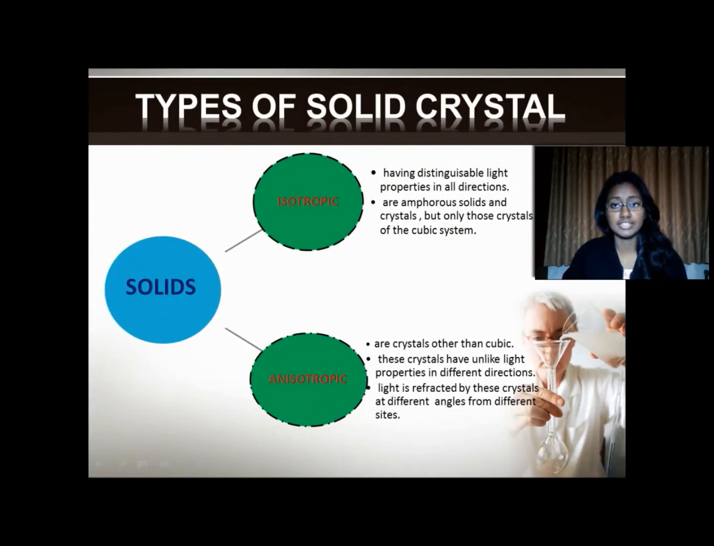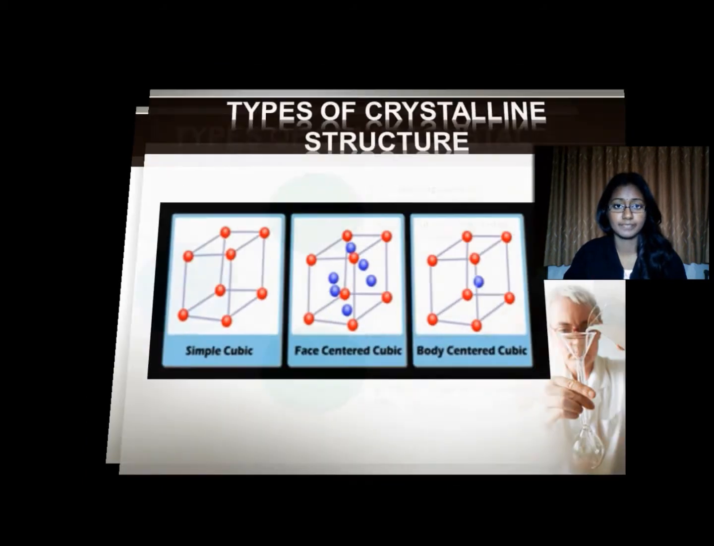There are two types of solid crystal. One is isotropic and another one is anisotropic. First, isotropic, having indistinguishable light properties in all directions, and they are amorphous solids and crystals, but only those crystals of the cubic system. Anisotropic are crystals other than the cubic. These crystals have unlike light properties in different directions. Light is refracted by this crystal at different angles from different sides.